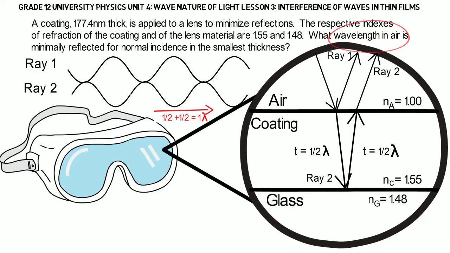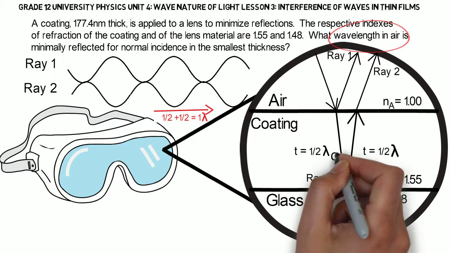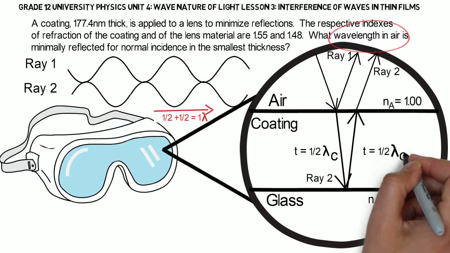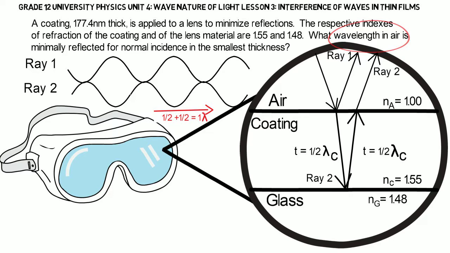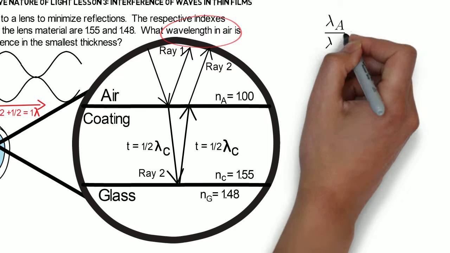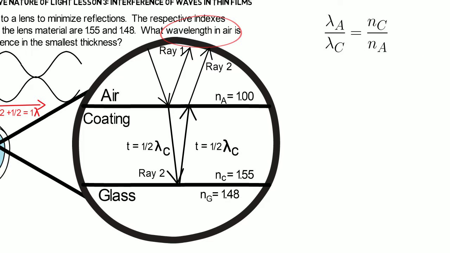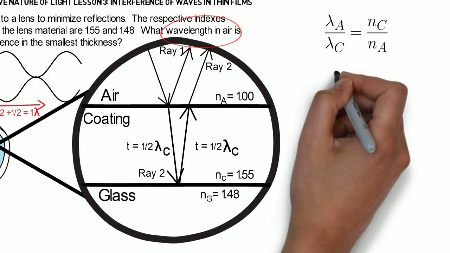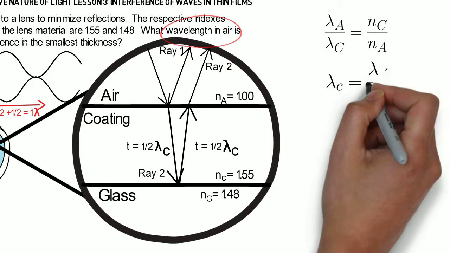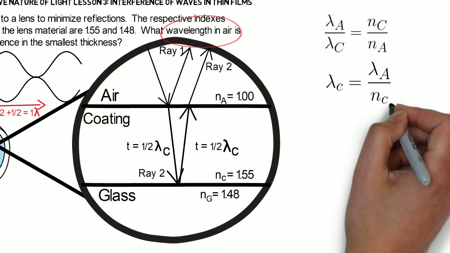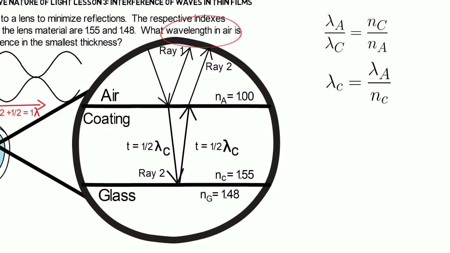But the question says, what's the wavelength in air? And the wavelength of this light in air will not be the same as it is in the coating. When it transmits into the coating, the wavelength will actually decrease. So we need to use our previous equations to actually figure out what the wavelength would be in the coating. So to do that, we take the ratio of the wavelengths and the inverse of those ratios for the indices of refraction. We can solve for the wavelength of the coating equal to the wavelength of air divided by the index of refraction of the coating.